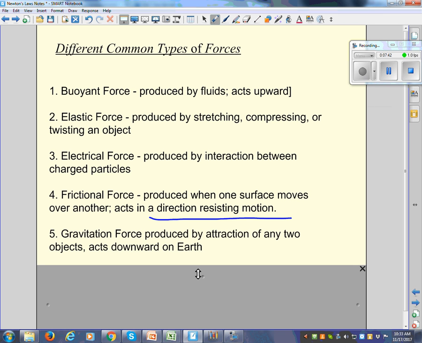Number 5, gravitational force: produced by the attraction of any two objects, and it acts downward on Earth. Again, these are all just common forces that you are going to encounter in the next year and a half of physics, because you're all taking grade 12.